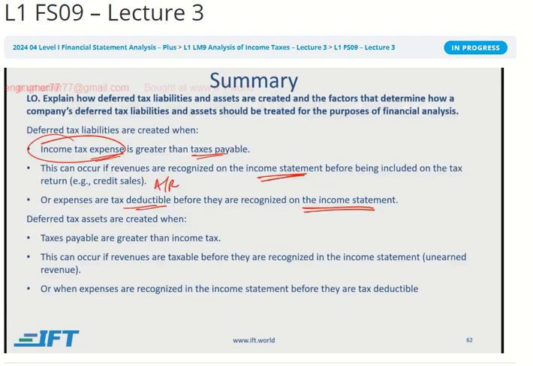DTA could be where you're paying tax in advance, right? This could be maybe because of unearned revenue, right? Because the government is taking that revenue and making you pay tax on it, but you haven't taken it in your books yet. So you can record a DTA for that. Or when expenses are recognized in the income statement before they are tax deductible, and that also is the bad debt example that I gave you.